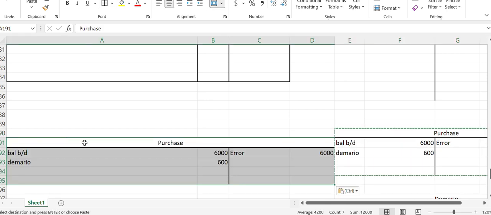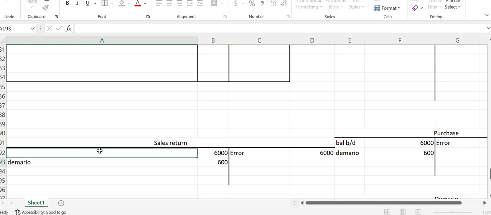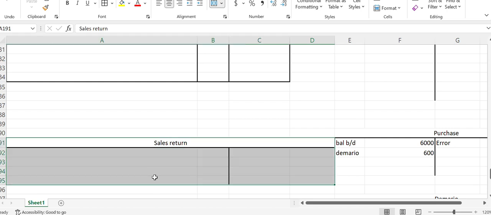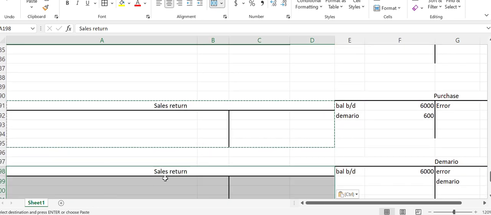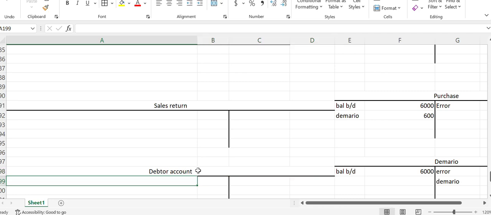So we are going to have here, let me start with the sales. Even the sales return, you can use sales return or sales, doesn't matter. The effects are usually the same. And then the other account is of course the customer or debtor. Every time you see the word customer, it means the debtor. So debtors account.